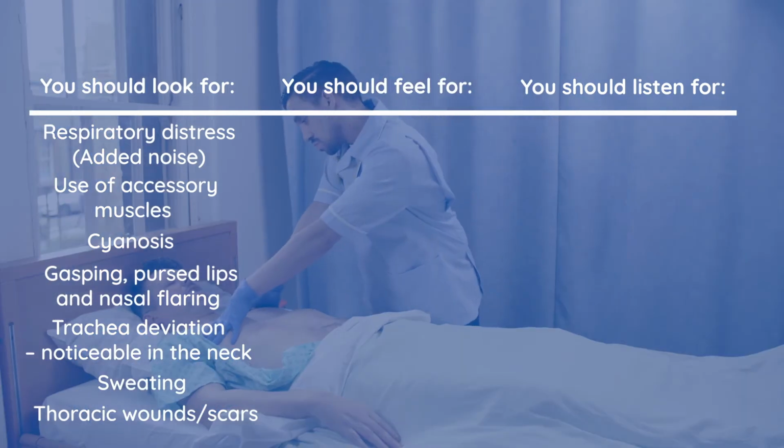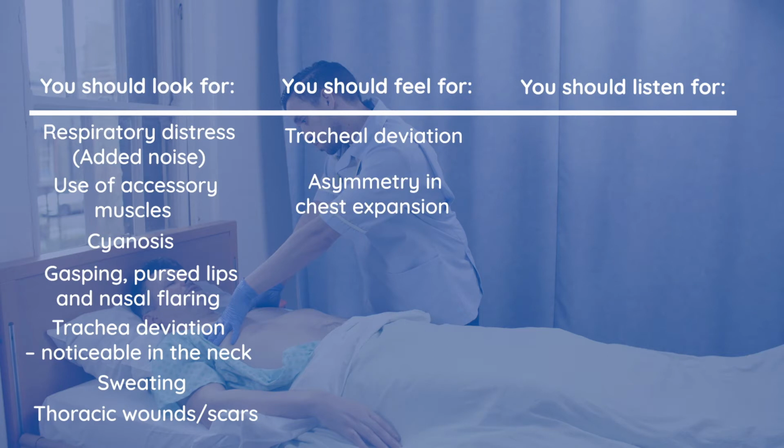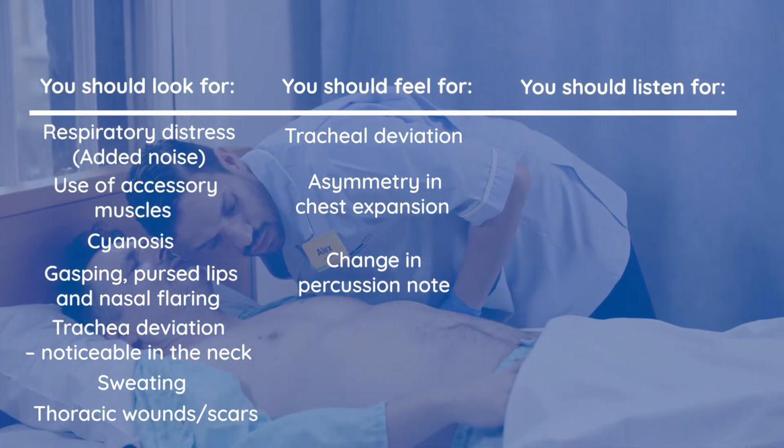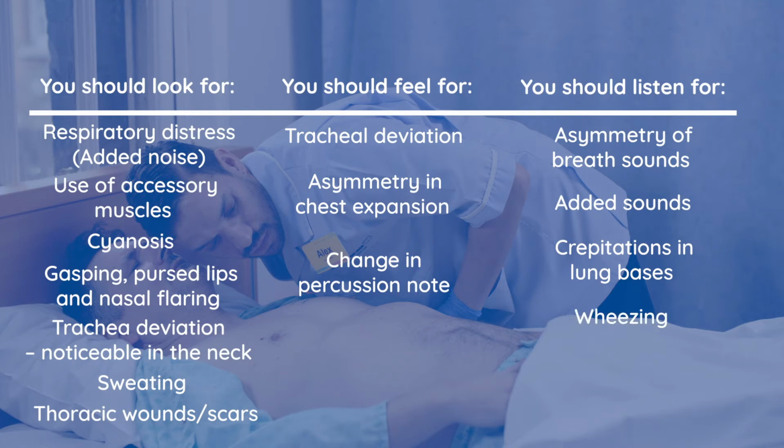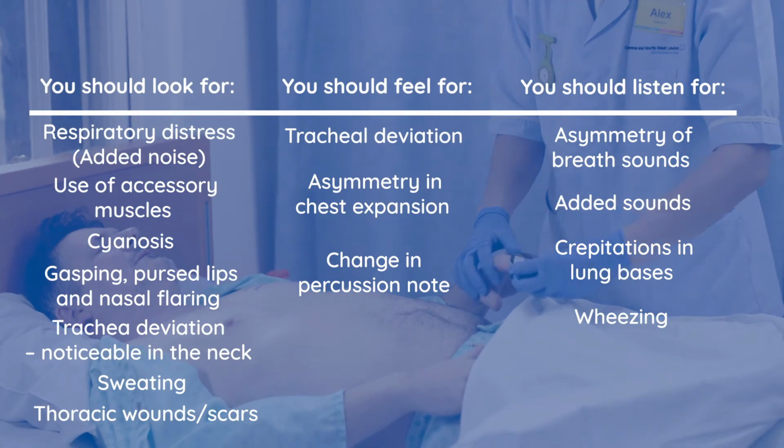You should feel for tracheal deviation, asymmetry in chest expansion, or a change in percussion note. You should listen for asymmetry of breath sounds, added sounds, crepitations in lung bases, and wheezing. You should also measure pulse oximetry and respiratory rate.